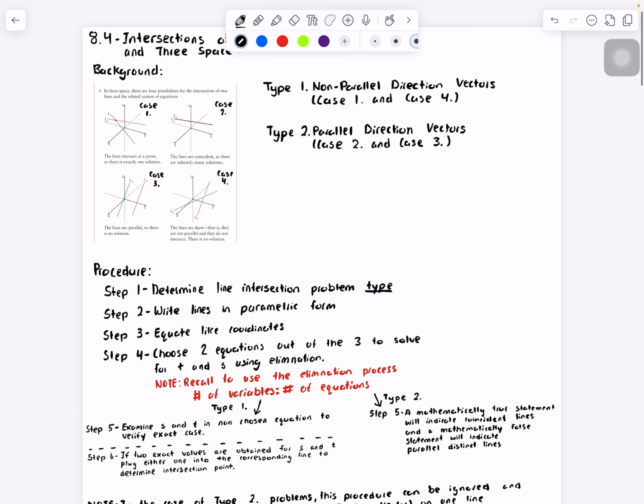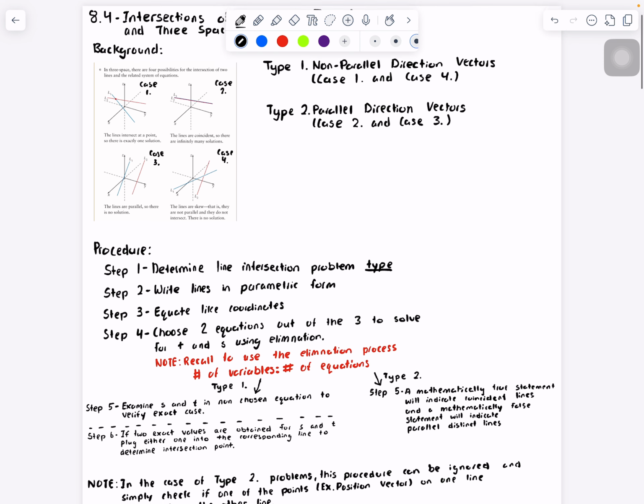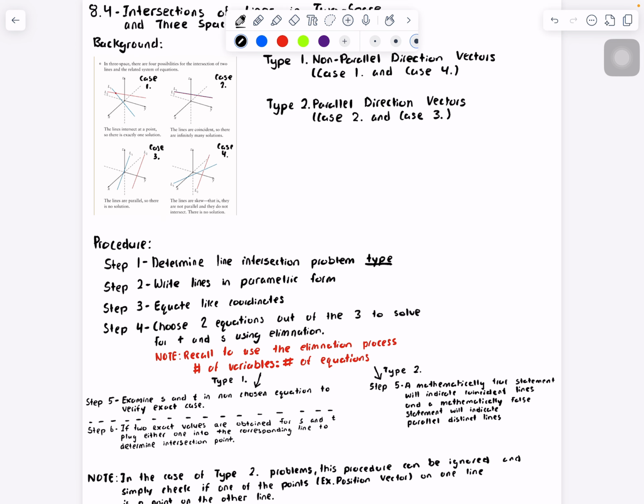Today I'm going to be making a video discussing the homework related with chapter section 8.4, intersections of lines in 2 and 3 space. Let's begin. We're going to need a bit of background first on how these problems go.